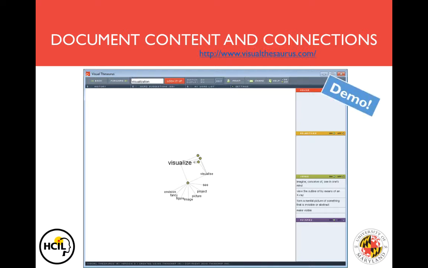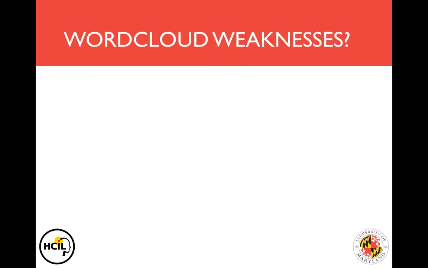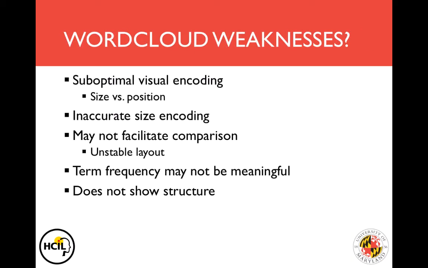And of course you can try the demo of that yourself. But it raises this question: what are the weaknesses that we see in word clouds? Well, it's a suboptimal visual encoding. You can adjust the size, but position isn't really useful. And if you do adjust position, then you can't mess with the size as much.